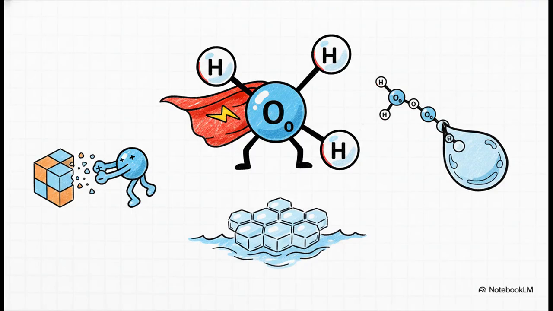Seriously, because it's bent, the powerful pull from the oxygen atom isn't canceled out. It creates that polarity we talked about, that molecular magnet. And that polarity is why water is such an amazing solvent, why it can dissolve things like salt. It's why water molecules stick together to form a surface. And it's even the reason ice floats, which is critical for life in our oceans and lakes. All of that comes from one simple bend.